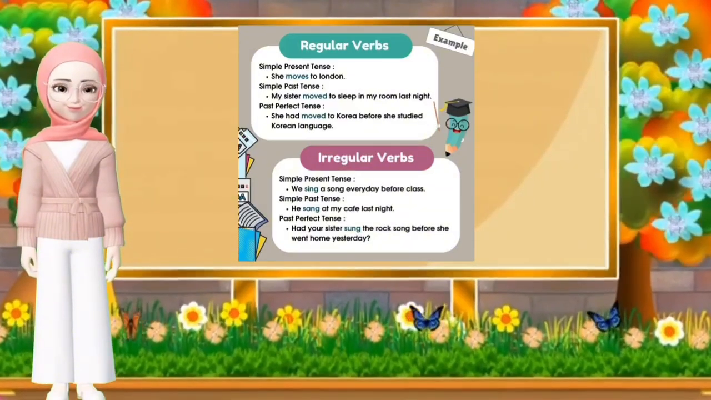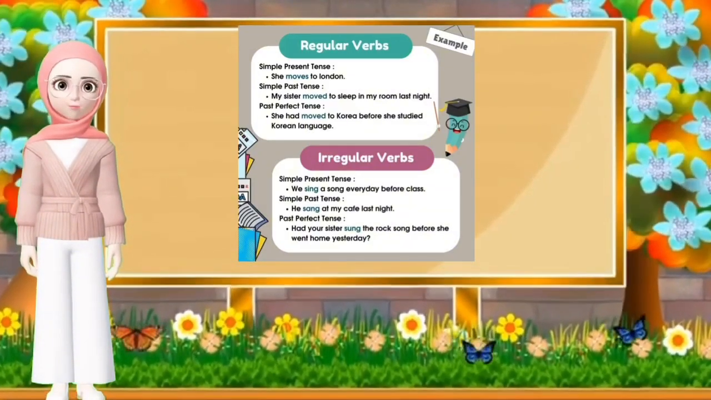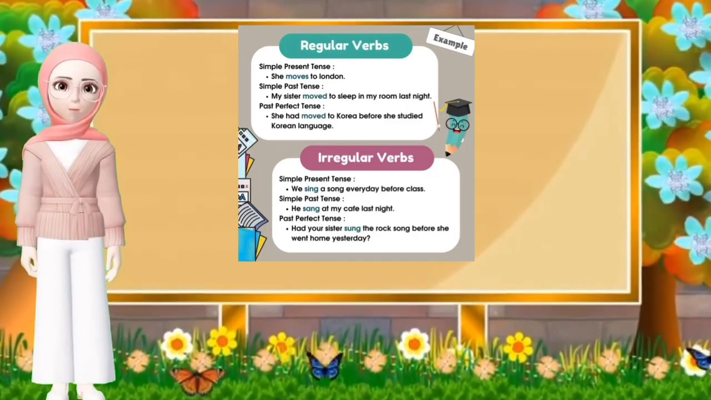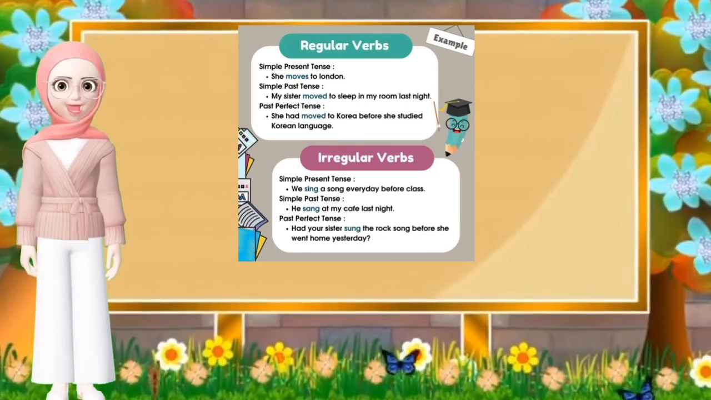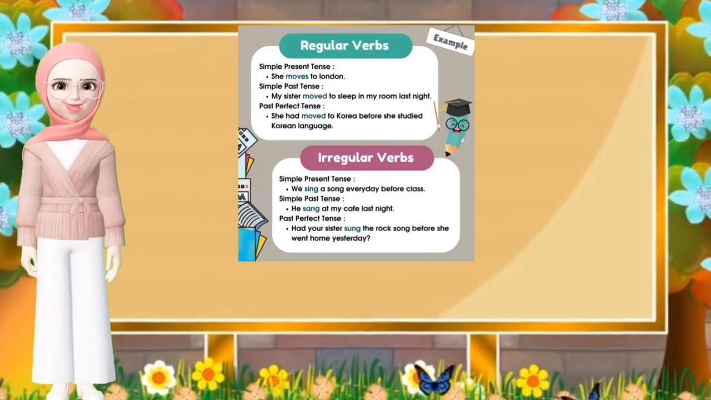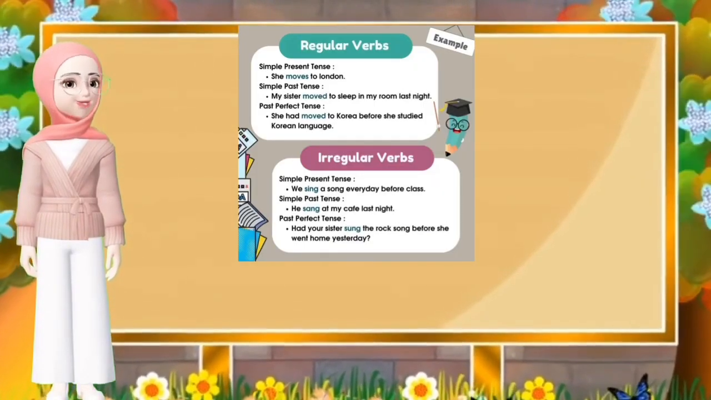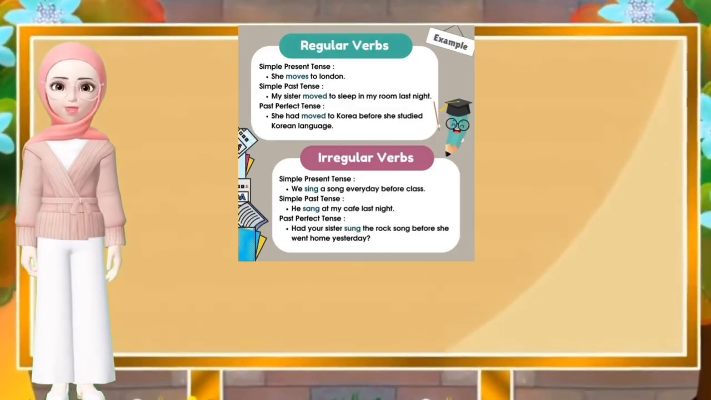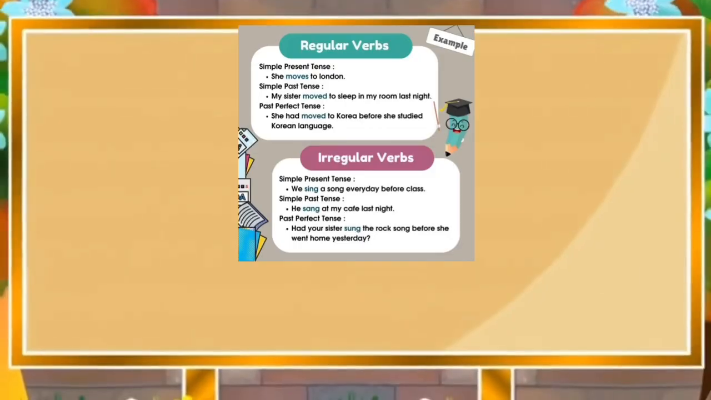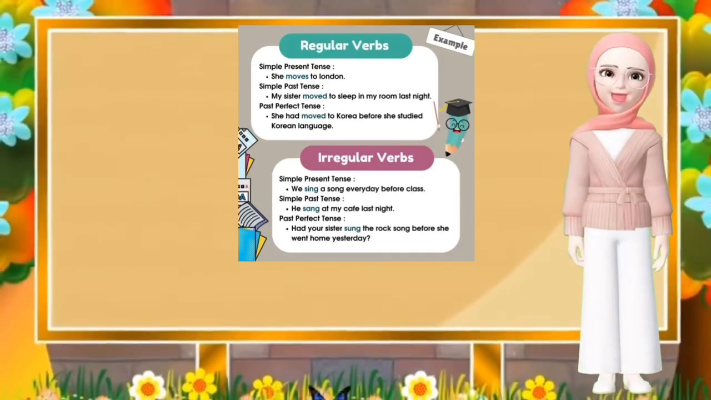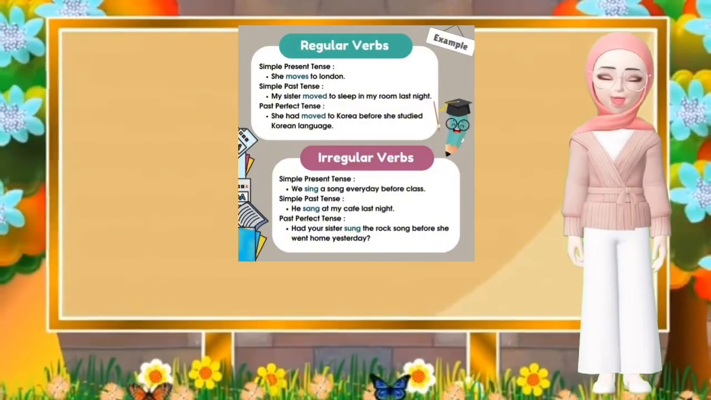Let's look at some examples of sentences using both regular and irregular verbs in different tenses. Regular verbs. In the simple present tense, she moves to London. In the simple past tense, my sister moved to sleep in my room last night. In the past perfect tense, she had moved to Korea before she studied Korean language. Here, the verb move is a regular verb, so we just add d to make the past form.